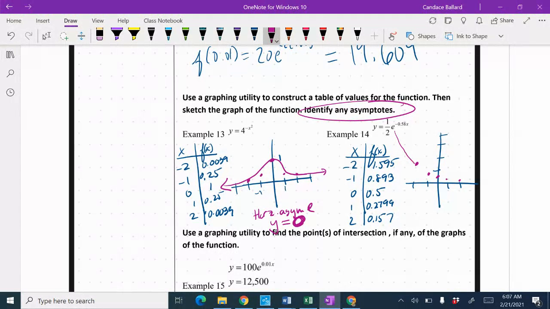So we're going to decrease, be steep, and then decrease flat. So it definitely looks like I have another horizontal asymptote at y equals 0 on the x-axis there.